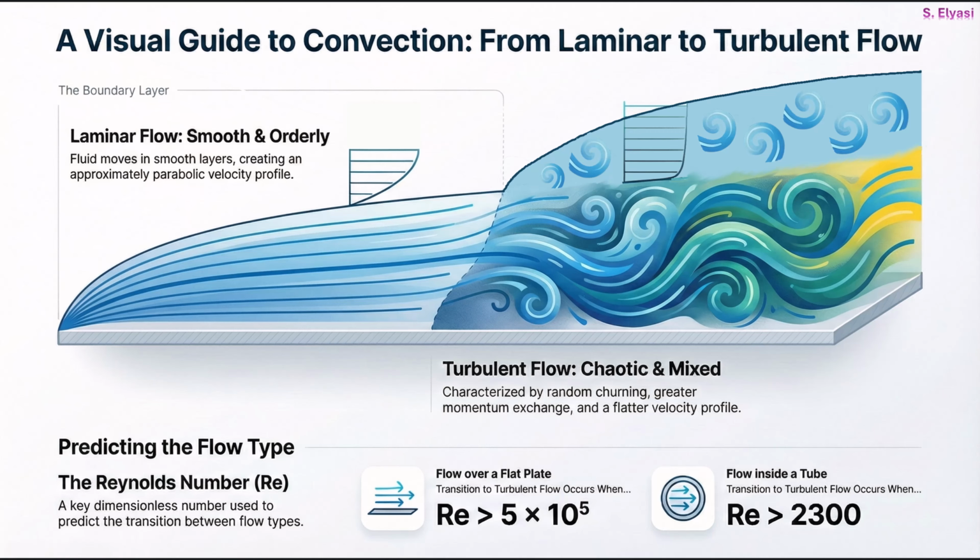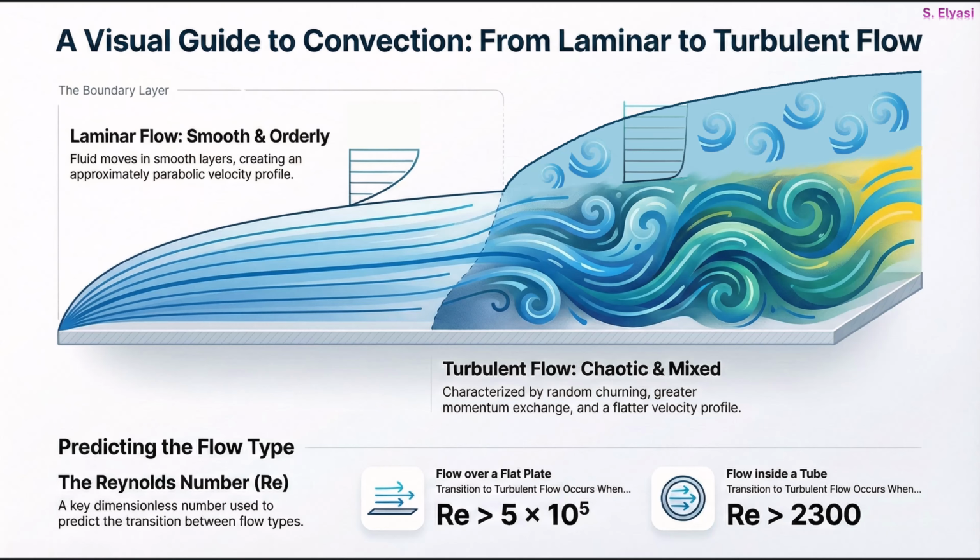Okay, first up, you've got to know the two basic types of flow. On one hand, you have laminar flow. Think of it as smooth and orderly, the fluids moving in these neat, parallel layers. But then you have turbulent flow, and that's the complete opposite. It's chaotic and messy, with all these random swirls and churns.